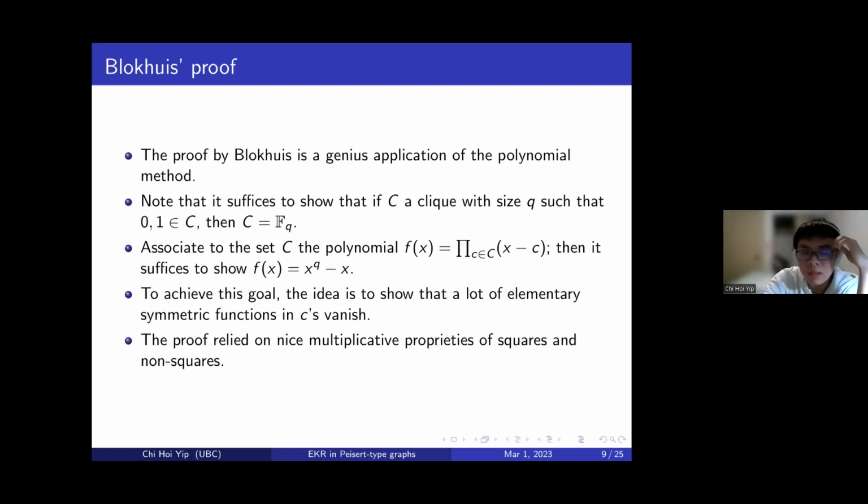Those intermediate coefficients eventually date back to the elementary symmetric functions in the elements of C. So if we can show that all elementary symmetric functions in C are 0, then we are done. And to show this, we have to use the property of squares and non-squares. We have to use the multiplicative properties of squares and non-squares. Okay, so this is a rough sketch of Blokhuis's proof.